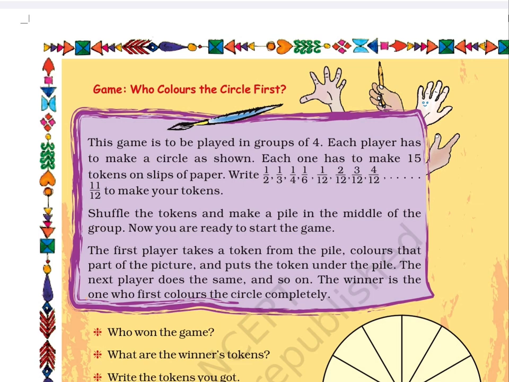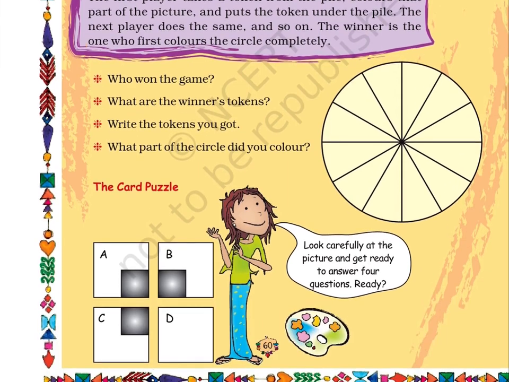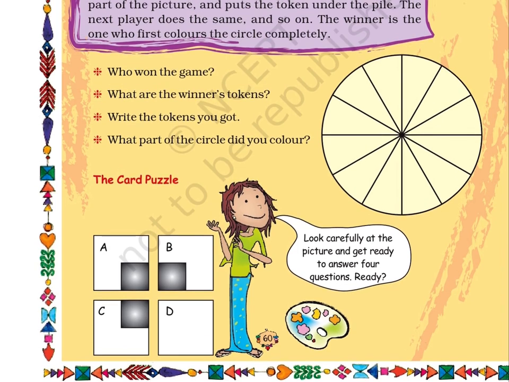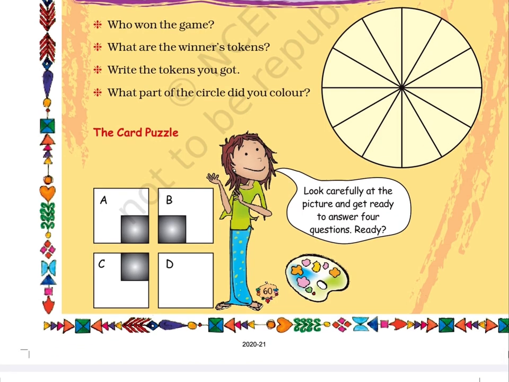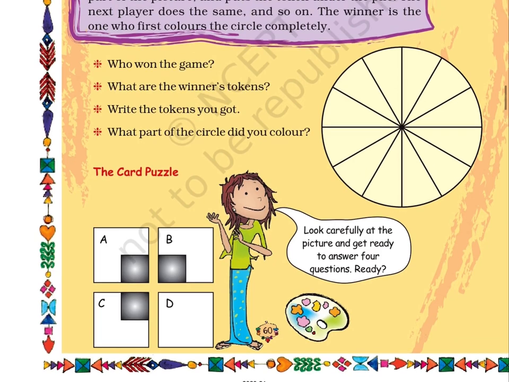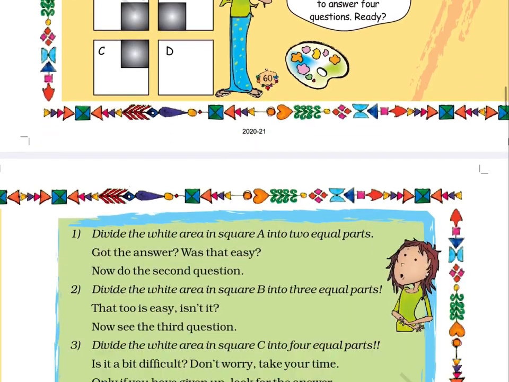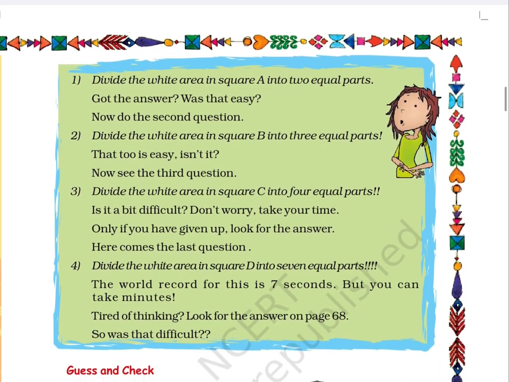The card puzzle. Look carefully at the picture and get ready to answer 4 questions. Ready? Below this we have the picture of 4 different squares, A, B, C and D. Squares A, B and C have a small black square at their different corners. Square D is completely empty. Page 61. Divide the white area in square A into 2 equal parts.